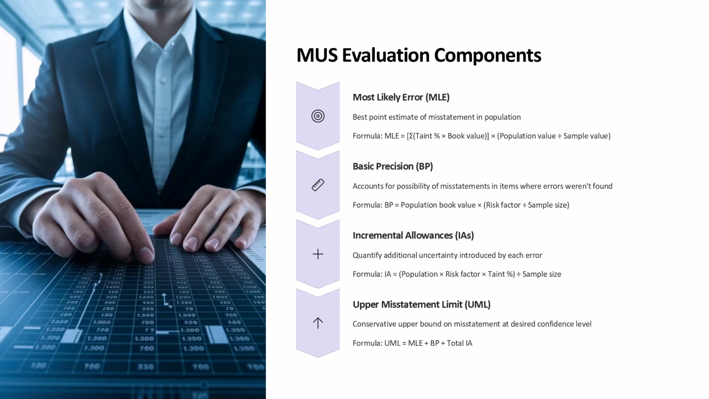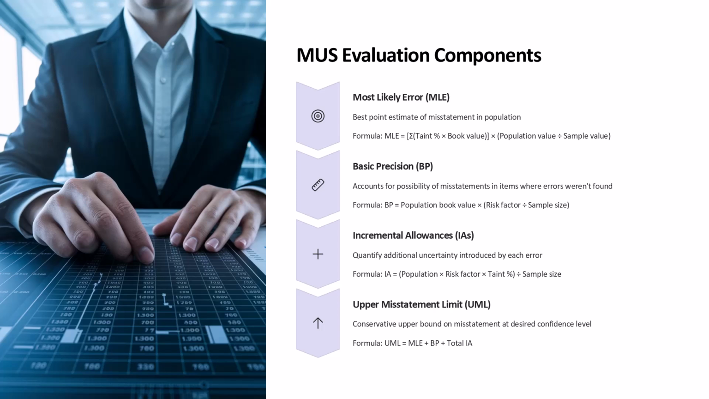MUS evaluation components. When evaluating MUS sample results, you need to calculate 3 key components. First, the most likely error, MLE, which is our best point estimate of the misstatement in the population. The formula is MLE equals the sum of taint percent times book value times population value divided by sample value. This gives us our best estimate of the true misstatement.